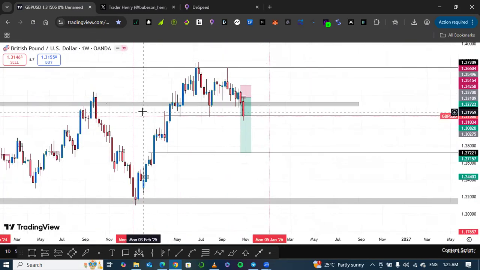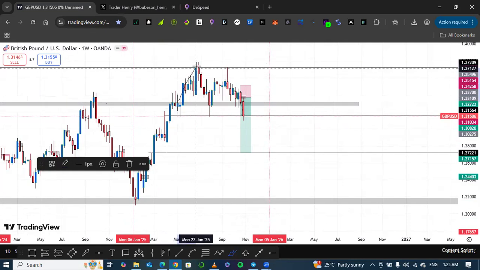On the weekly time frame, a massive double top. This one is more obvious than the other one. This is the first leg to the upside. This is a retracement. This is the second leg to the upside. And as you can see, we have broken below the neckline.